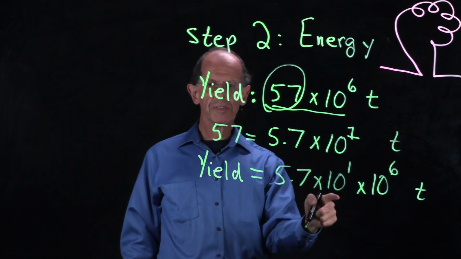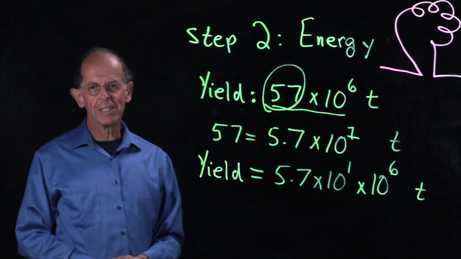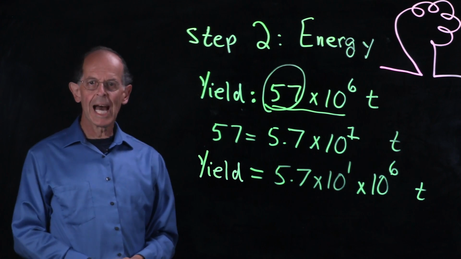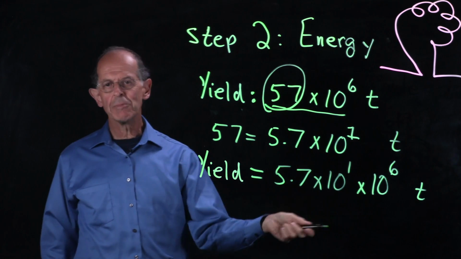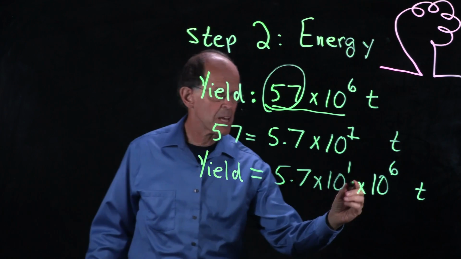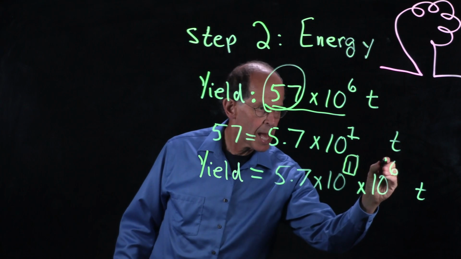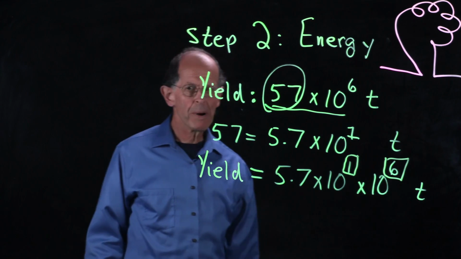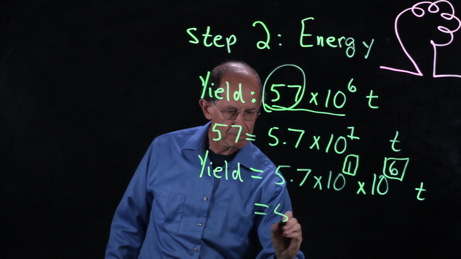Now what do I do with this? This is not very convenient. I have this sort of tail, times 10 to the 1 times 10 to the 6. Well, we know that 10 times a million is 10 million. That's 1 followed by 7 zeros. Well, if I just add the powers of 10, 1 plus 6, I get 7.